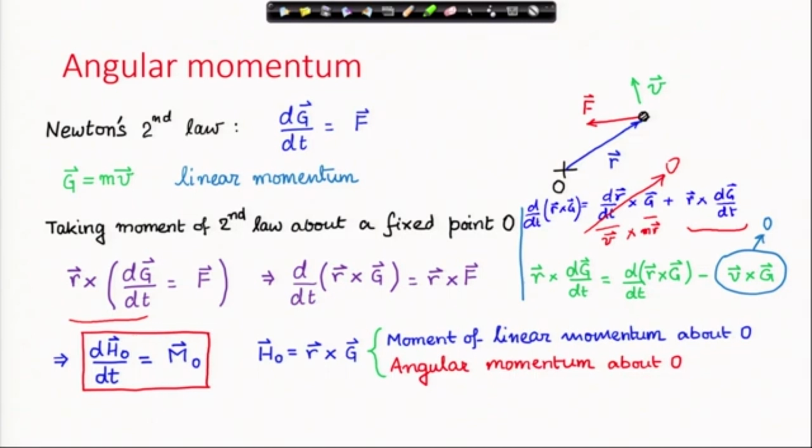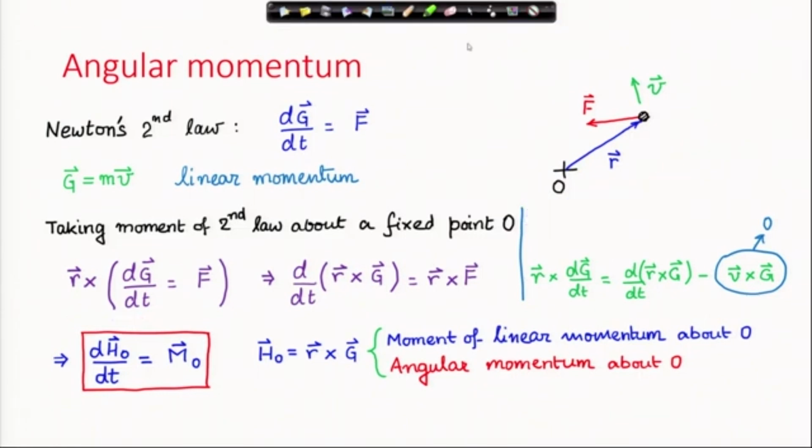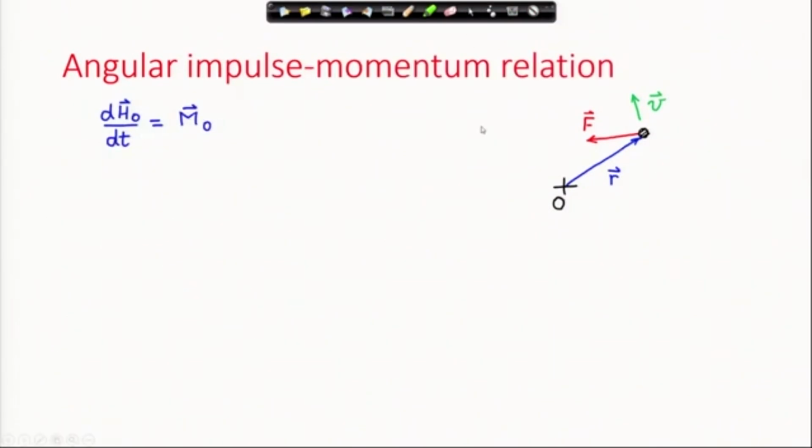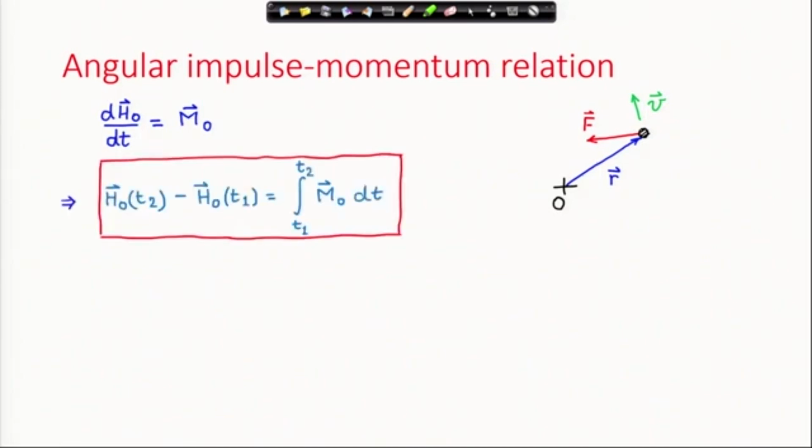This is also a vector quantity, a cross product of two vectors, so angular momentum about O is a vector. It is very important now to attach this point about which you have taken the moment. So, this is angular momentum about O, or moment of linear momentum about O. We will use this notation H for angular momentum. Thus, the rate of change of angular momentum is equal to the moment about O.